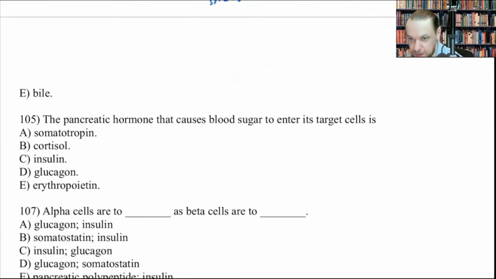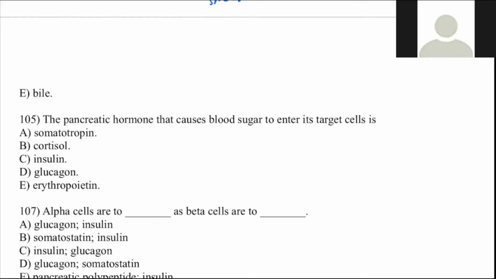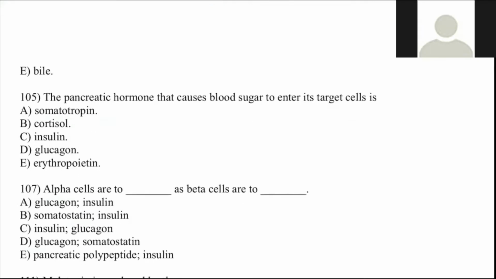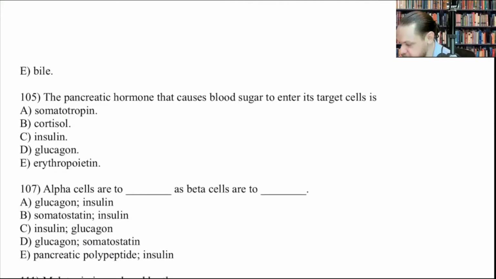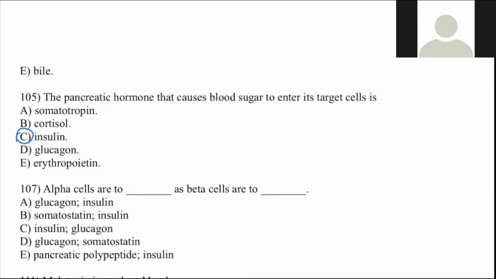Okay, 105, we have Lindsay. The pancreatic hormone that causes blood sugar to enter target cells is B, insulin. Insulin is correct. And do you remember there's specific cells we talked about in the body with specific receptors where insulin acts? Do you remember them, Lindsay? Which cells and which transporters? I can't remember the name. I remember you drawing them out and what they look like, but I can't remember what they're called.